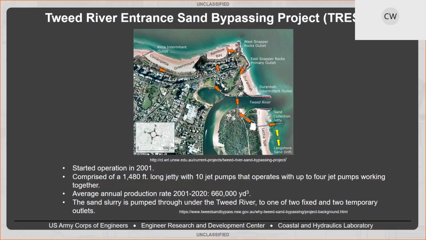year. Similar to Nerang, it's pumped underneath the inlet, but in this system, it's not one distribution point. It follows a network of discharge pipes to 3 different placement areas. Next slide.